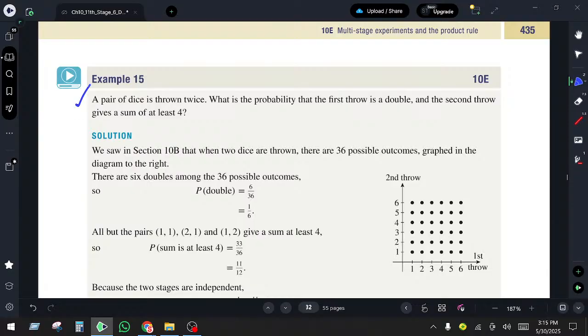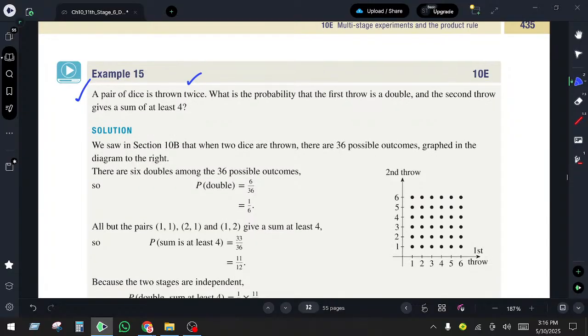Okay, a pair of dice is thrown twice. Wait just a second. A pair of dice is thrown twice. What is the probability that the first throw is a double and the second throw has sum at least 4? Sum at least 4.